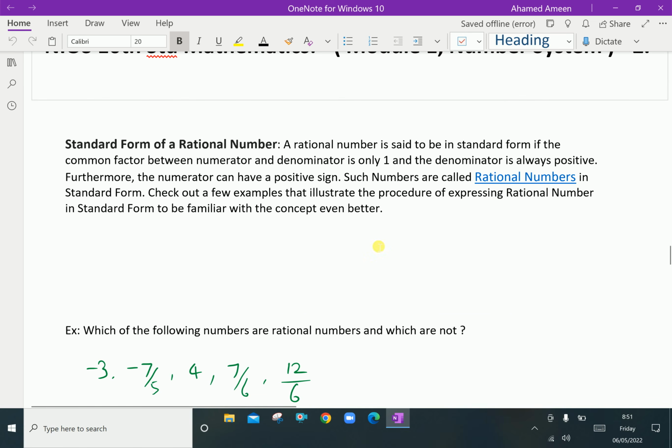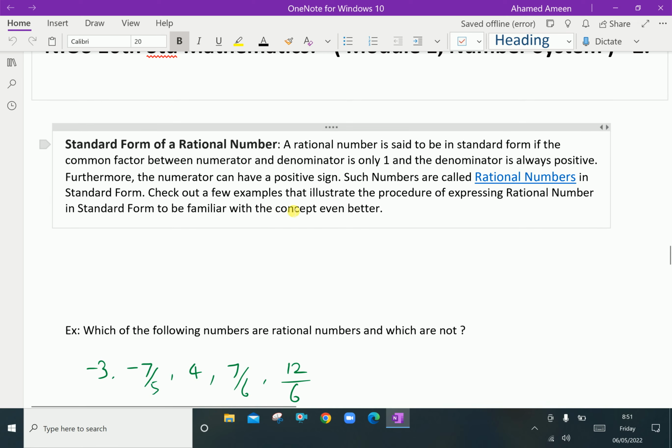Now let us discuss the standard form of rational numbers. A rational number is said to be in the standard form if the common factor between numerator and denominator is equal to 1 and the denominator is always positive. Furthermore, the numerator can have a negative sign. Such numbers are called rational numbers in standard form.